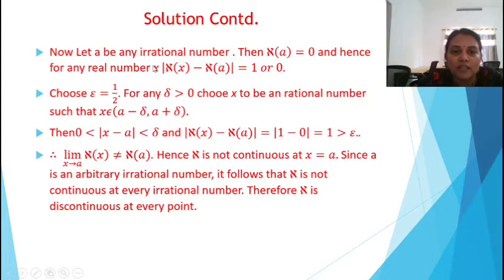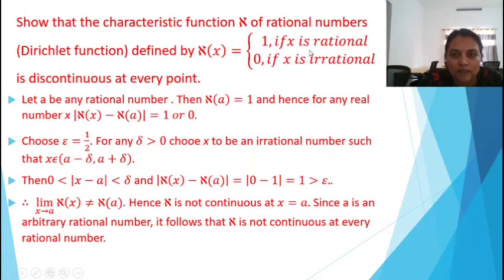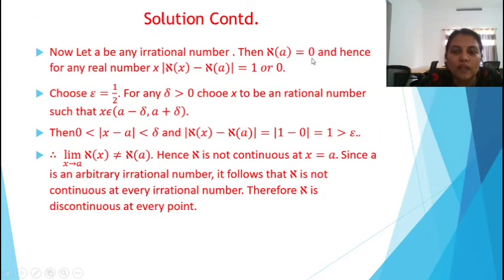Let a be any irrational number. Then chi of a equal to 0, as the function is defined like that: when it is irrational, the value is 0. And hence for any real number x, the modulus of chi of x minus chi of a is 1 or 0. This value chi of a will be 0. If x is rational, this value is 1, so 1 minus 0 is 1. If x is irrational, this is 0 minus 0, so it's 0.